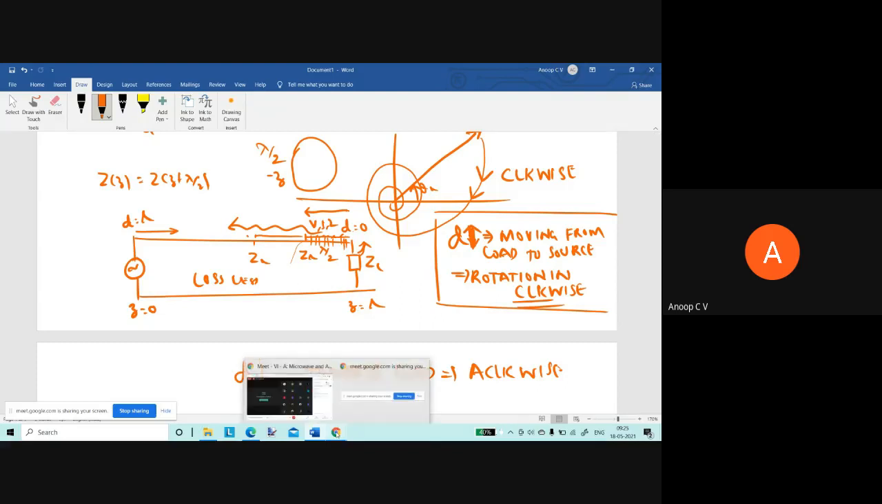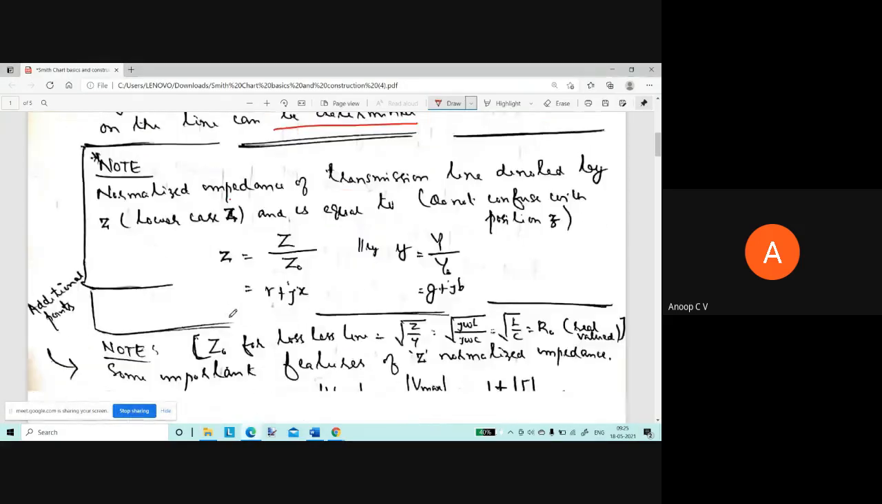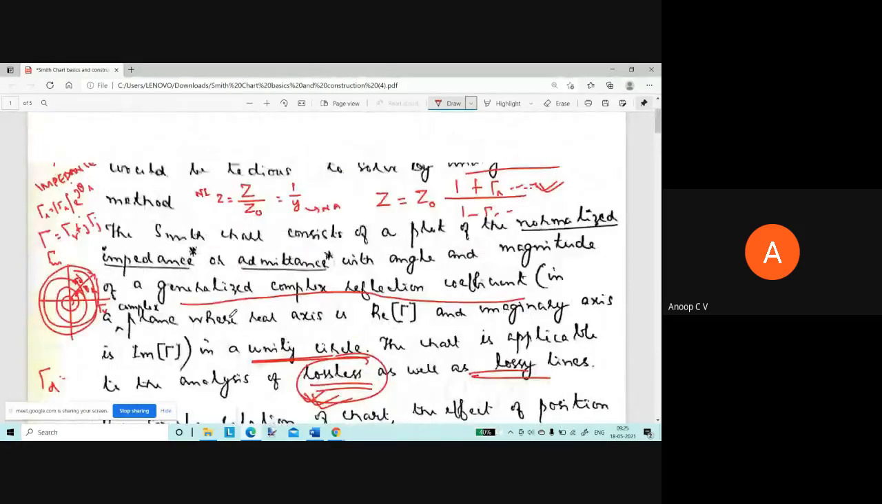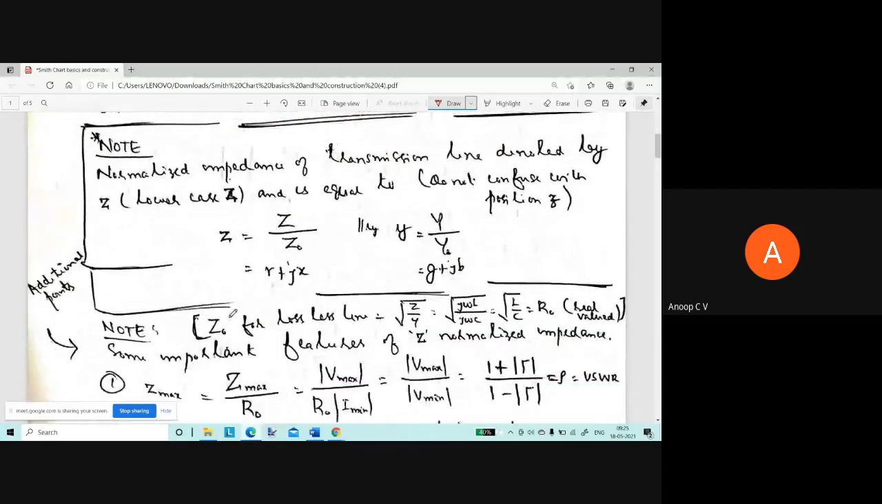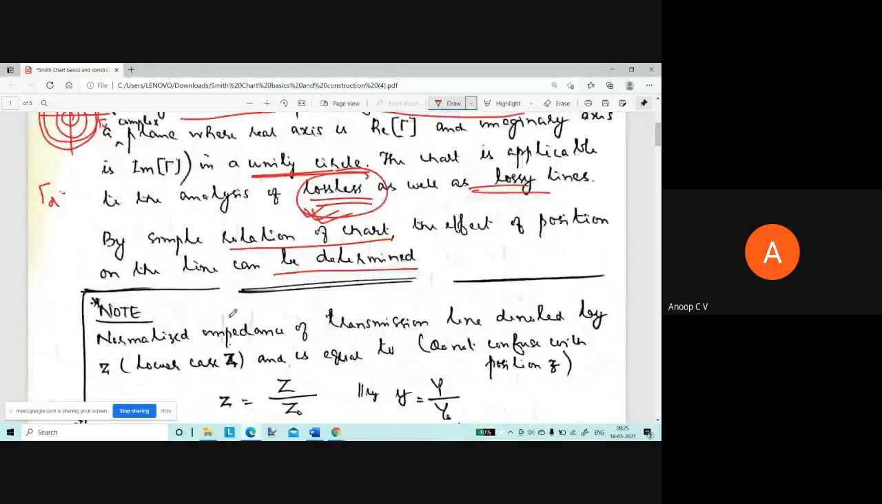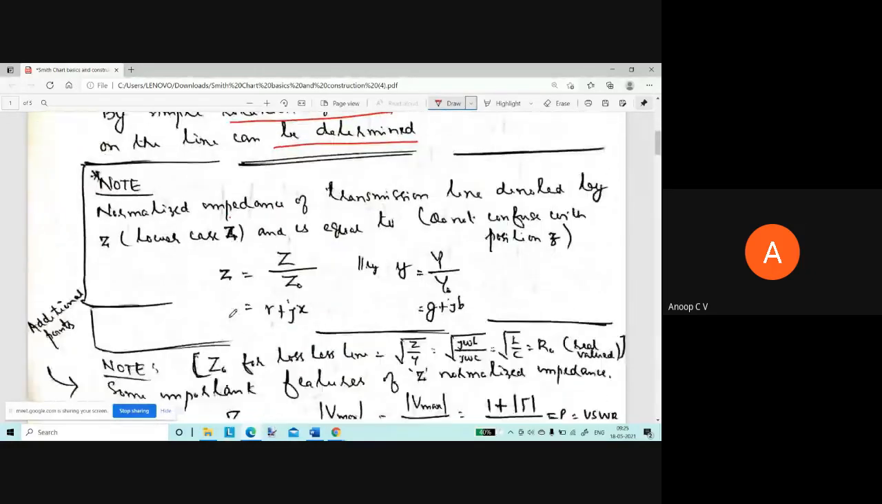If you are not able to appreciate the entire thing, no problem, we'll understand that then. So that's it about that. That is the introduction to the Smith chart. What is the Smith chart? The definition: after this, please read it and put it down in your notebook.